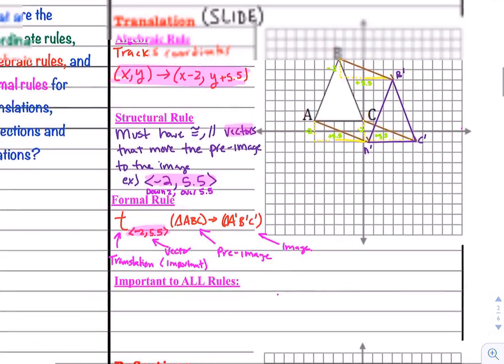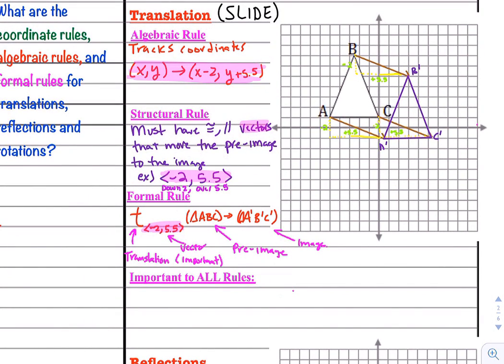For translations, the key idea is vector of travel. If you're going to have a translation, we're going to travel along vectors, and those vectors are going to be parallel and they're going to be congruent. They have to move it the exact same way and in the exact same direction. Really that's all we're seeing with these rules: we're traveling the same exact direction and the same exact distance, which is why we use a vector.